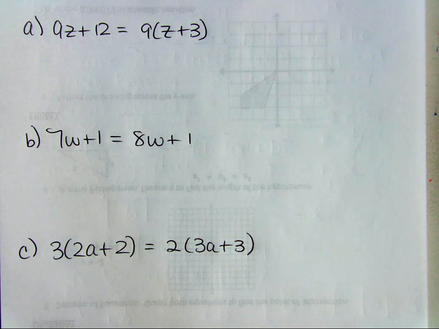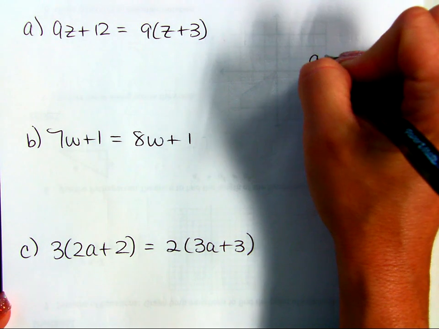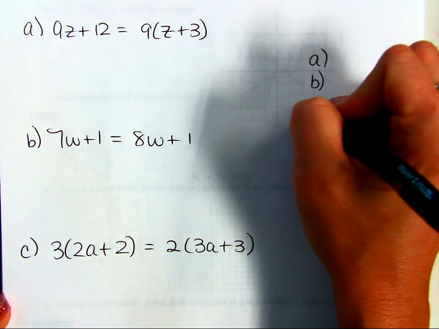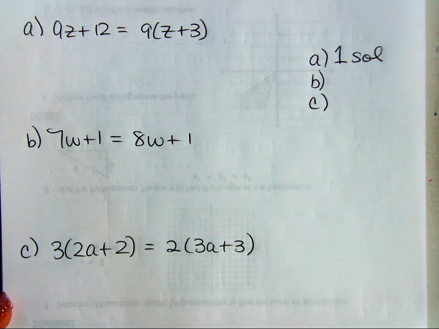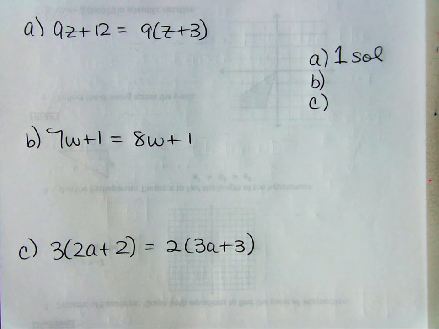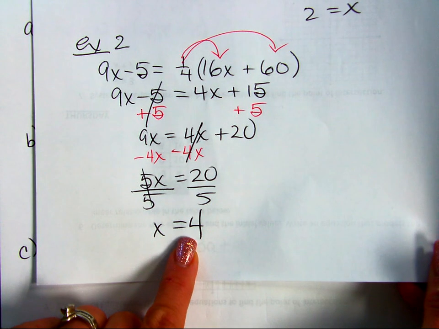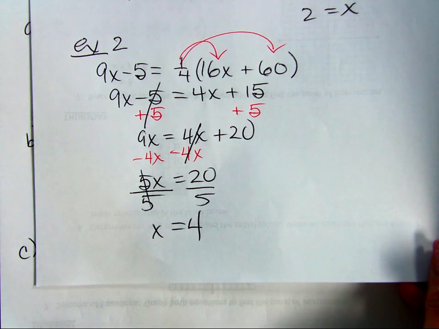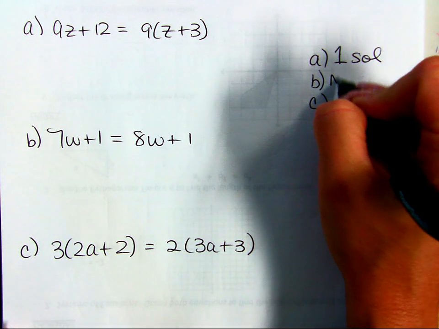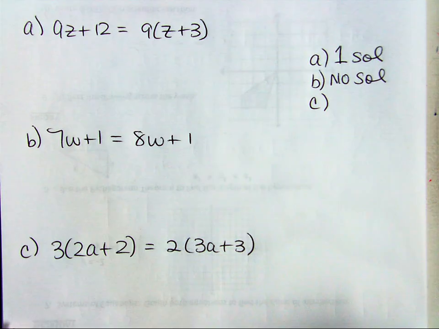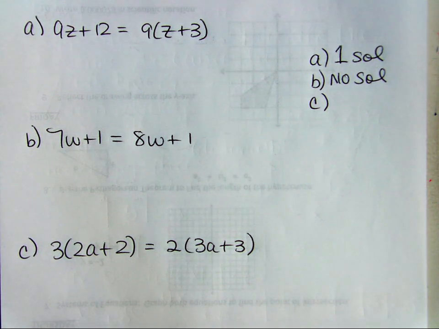Now, what are all of our answer choices? We could get one solution. And one solution means x equals 5 and no other number. Like this equation that we just did, where we found out that x had to equal 4, that was your one solution. Okay? We could also have no solution. Remember that? And what's the opposite of having nothing work?